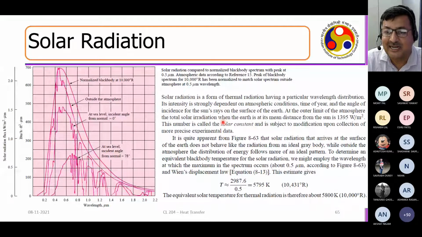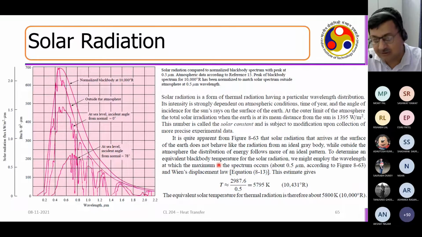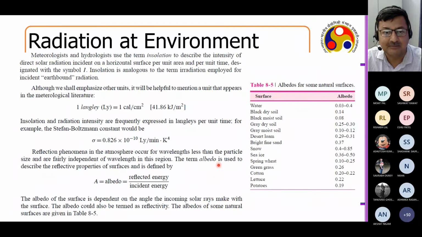And more importantly, looking at this, suppose 500 micrometer is where the maximum in the spectrum occurs. Here, if you calculate the temperature from lambda T, you get about 5,800. So the equivalent solar temperature for the thermal radiation is about 5,800 Kelvin, which is about 10,000 Rankine. So these are the 2 very important factors that you need to know in terms of solar irradiation.